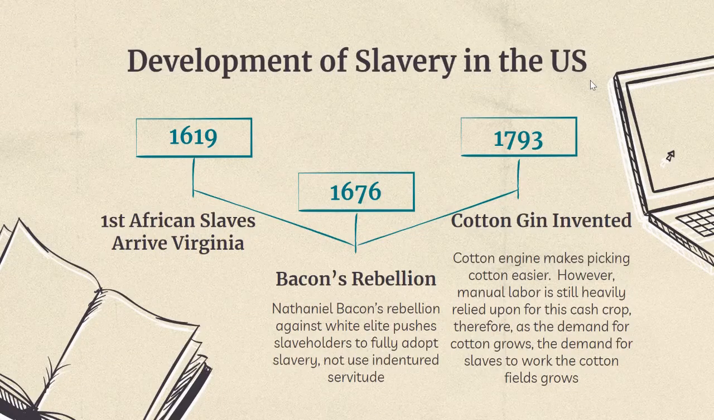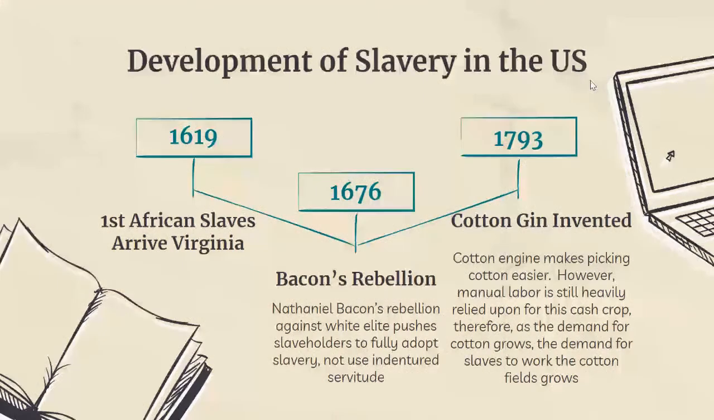Let's dive into the development of slavery as it pertains to the United States. And the first important date, we're going all the way back. The first important date is 1619, and this is the date of the arrival of the first African slaves in the colony of Virginia. Very important date.